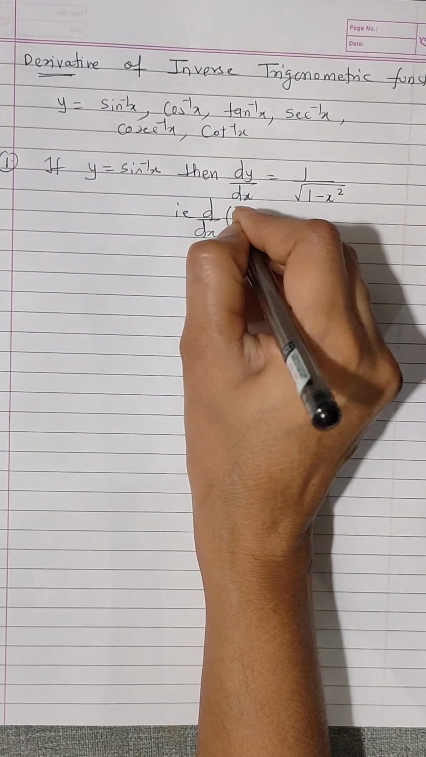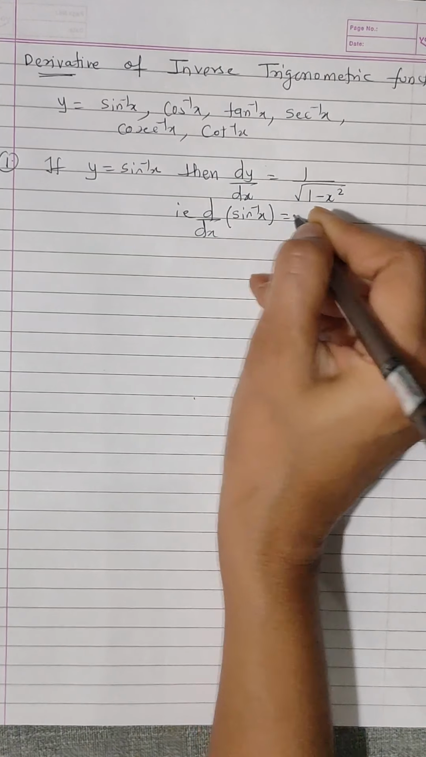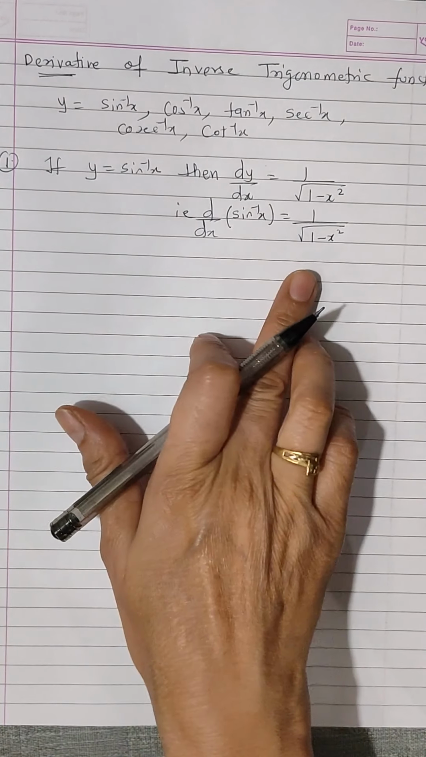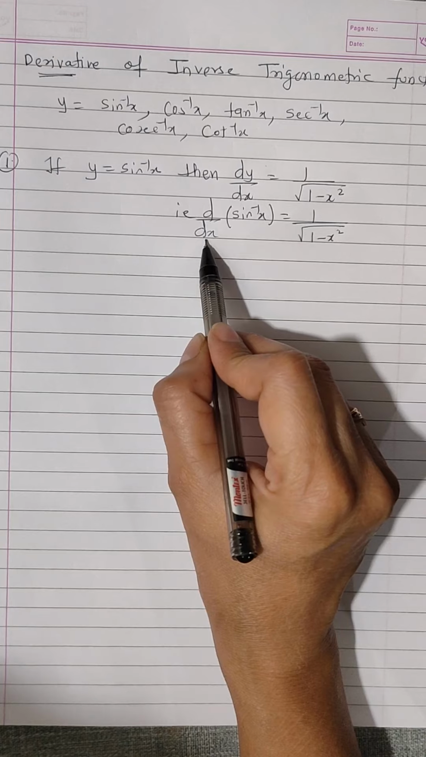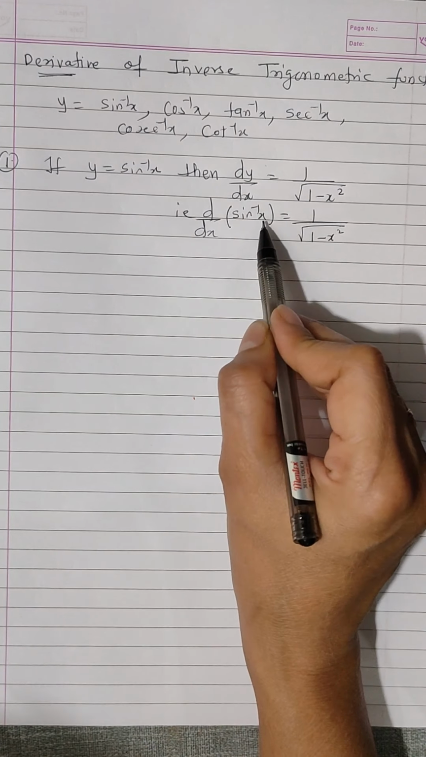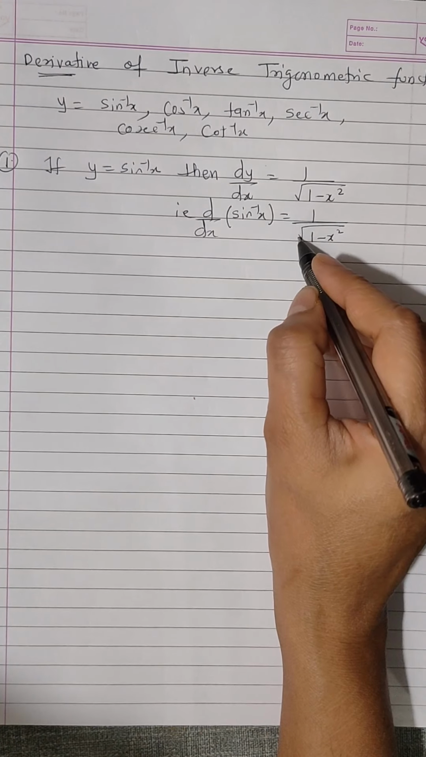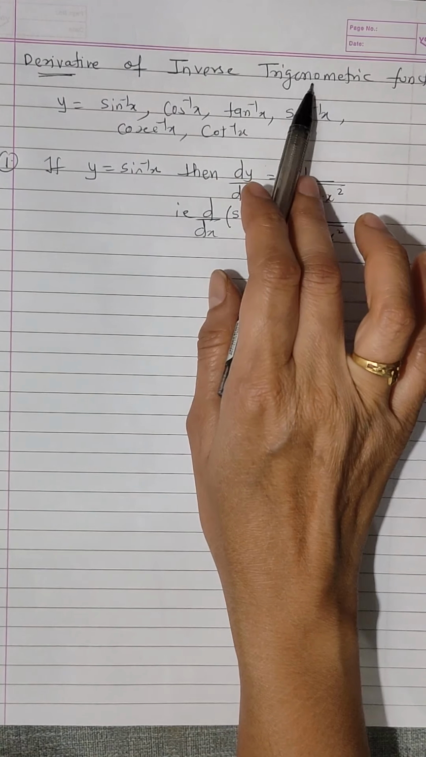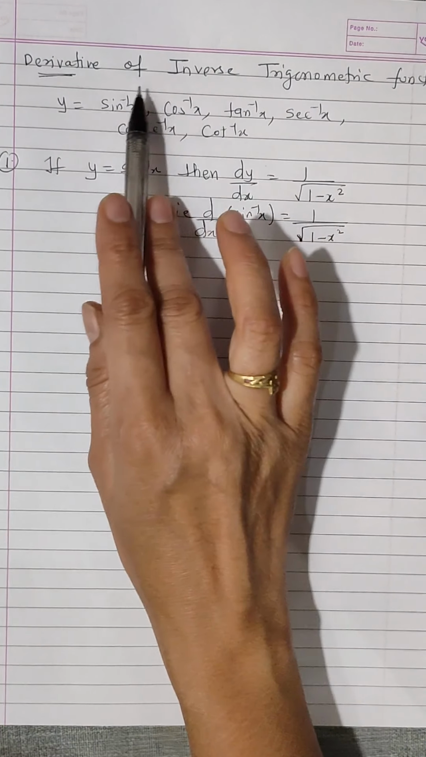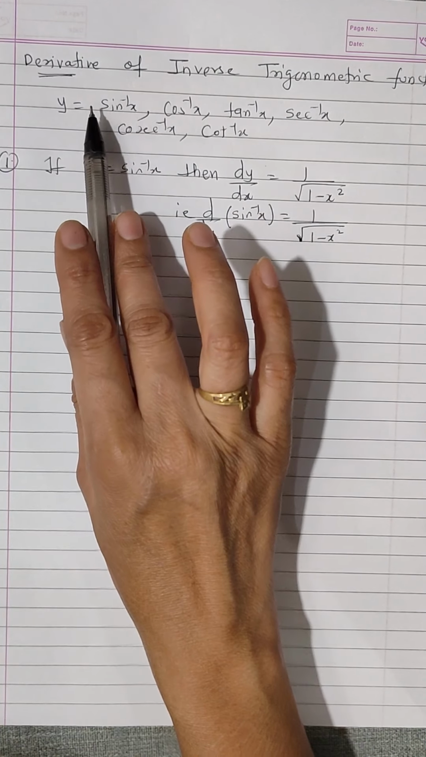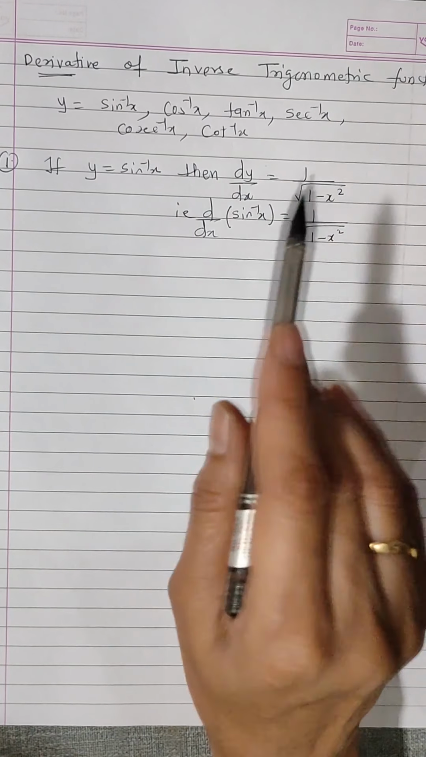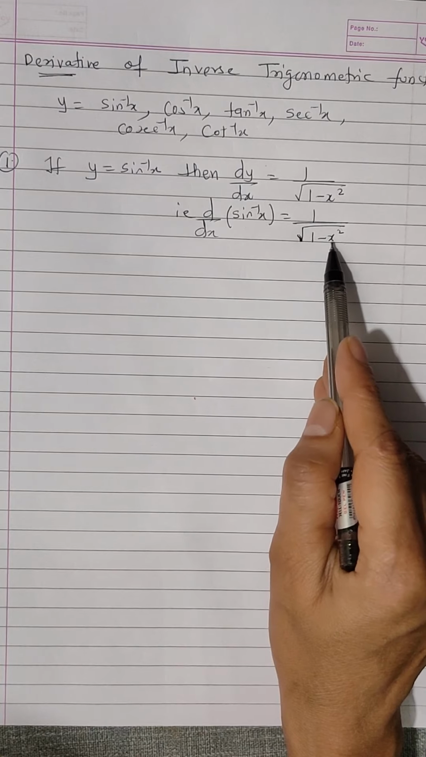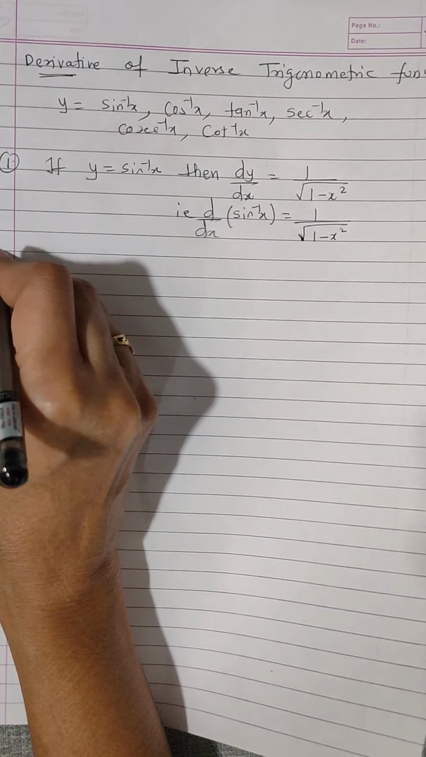Y is sin inverse x, so it is equal to 1 upon under root 1 minus x square. This means the derivative of sin inverse x is 1 upon under root 1 minus x square, and this is our first formula for inverse trigonometric functions, and we have to prove all the formulas for inverse trigonometric functions. So let us prove that the derivative of sin inverse x is 1 upon under root 1 minus x square.